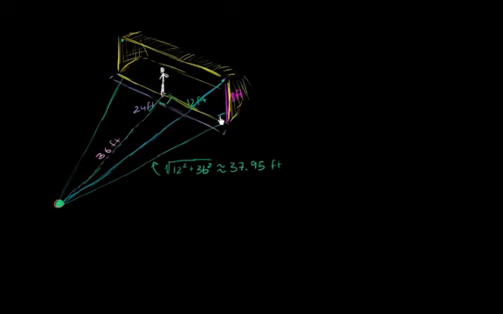Notice, this is a 90-degree angle. One side is 37.95 feet. The other side is 8 feet tall. And so this distance right over here is going to be the square root of 37.95 squared plus 8 feet squared, plus 8 squared. So let's figure out what that is.